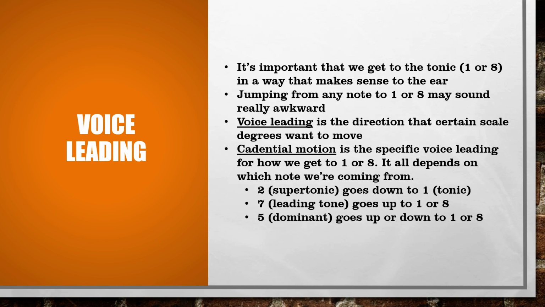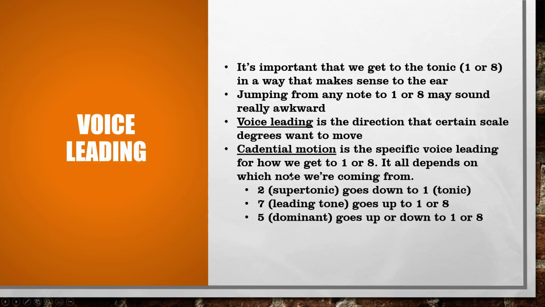So cadential motion, the cadence being the end of our phrase or the end of our melody, is the specific voice leading for how we're going to get back to the tonic. It all depends on which note you're coming from. So if you are on the 2nd note, like your last note is the supertonic, you want to go down to the tonic. You don't want to jump up to the 8. If you're on a 7, you want to go up to the 1 or 8, in this case, it's really going to be the 8. And if you're on the dominant, you can go either direction, up or down to the 8.